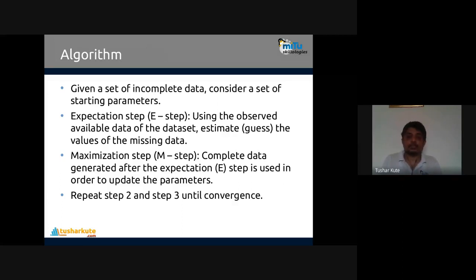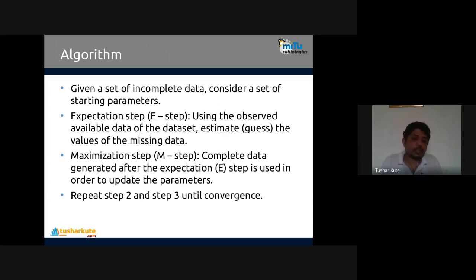Given a set of incomplete data, consider a set of starting parameters, meaning where you have to start. That is your expectation. In the expectation step, the E step, using the observed variables available in the data set, estimate or guess the values of the missing data. That may be possible. So here is one possibility, another possibility, and another. The variables are hidden, we don't know them, but we expect that this can be the value present there. Initially some values will be random, or by using some function you can expect some values there.